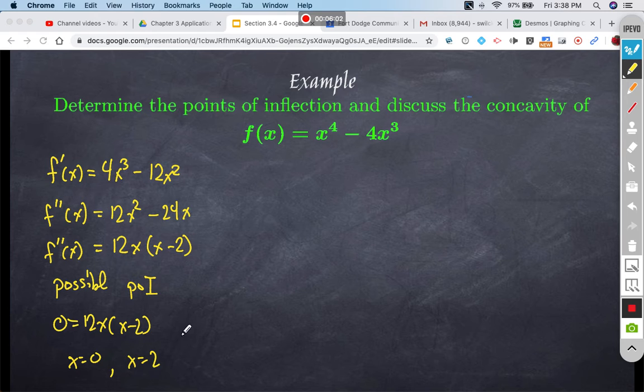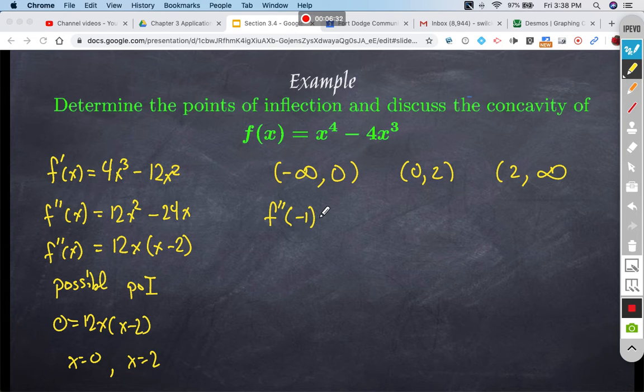To find out if they're points of inflection, we're going to look at concavity. That's what we were doing before again. We break this up into intervals: from negative infinity to 0, from 0 to 2, and from 2 to infinity. And we're going to, again, do a test point. Let's go with -1. That's pretty easy to calculate on this one, because at -1 that's going to be 12 plus 24, which is 36. That's greater than 0.